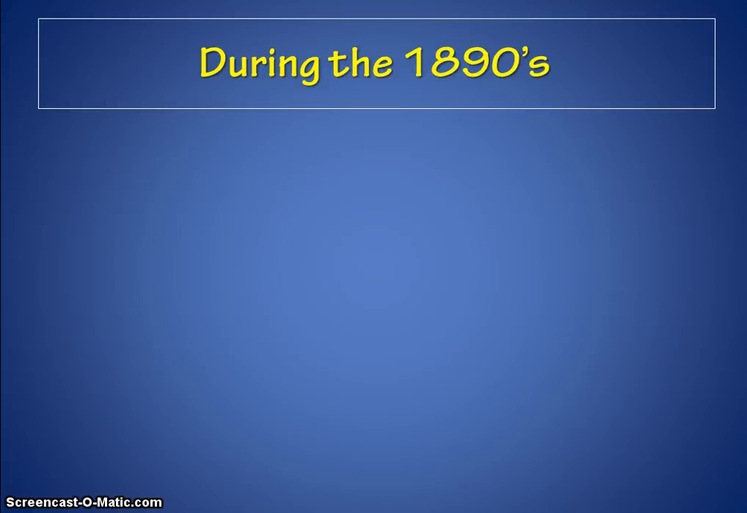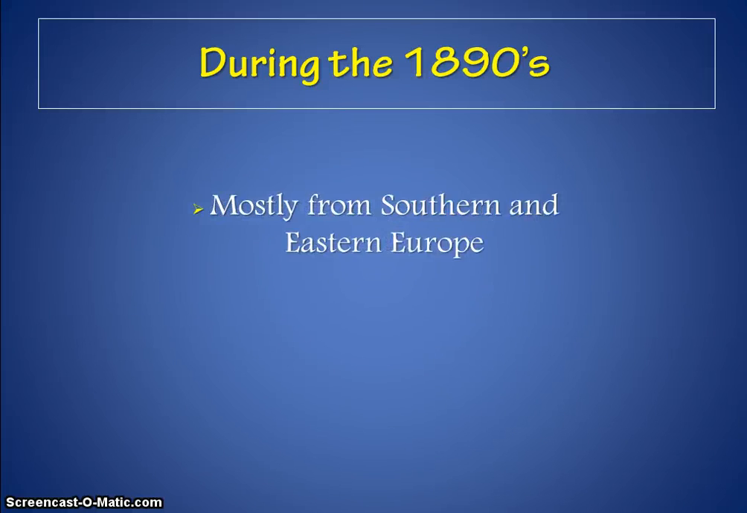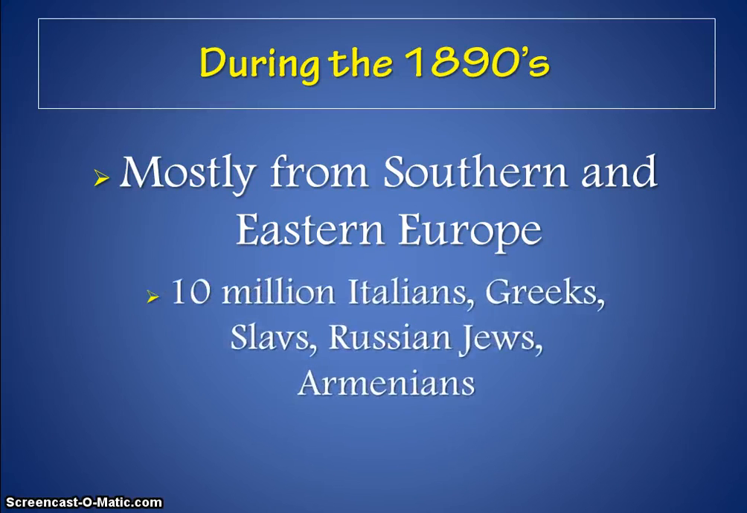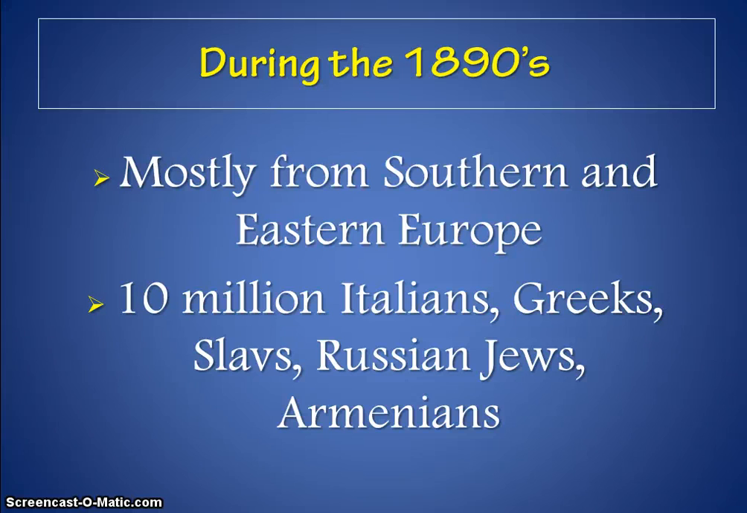And then a little bit later, during the 1890s, many immigrants came from southern and eastern countries in Europe. 10 million Italians, Greeks, Slavs, Russian Jews, and Armenians. Slavs are people that are from what's called Slavic countries, and those are countries in Europe that are basically located in the southern and eastern parts of Europe.